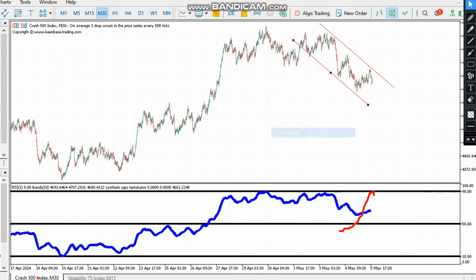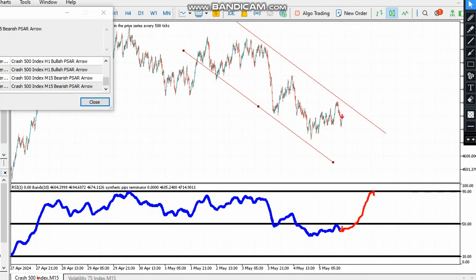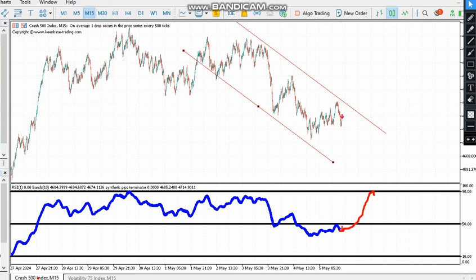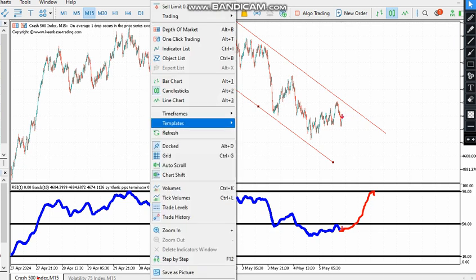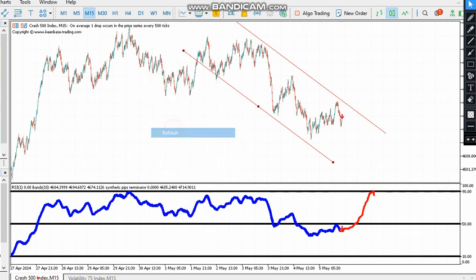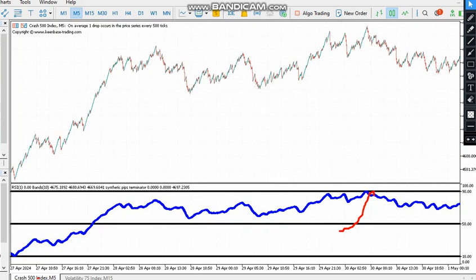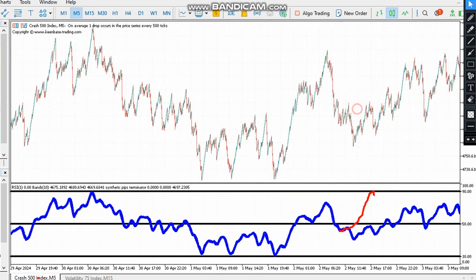Always refresh your charts. 5 minute time frame. Let me see if we have the kick that we look for. Okay, so in this instance, on the 15-minute time frame, I'm not seeing anything. On the 5 minute time frame, let's see what we have.